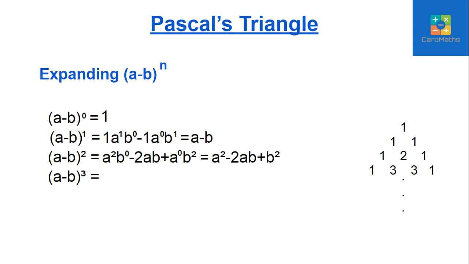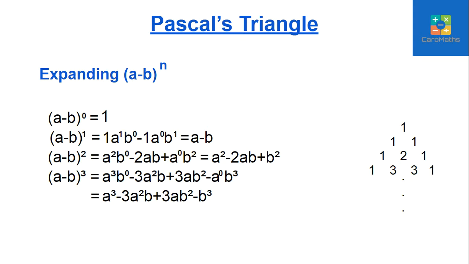And finally, we've got (a - b) cubed, and that's equal to a cubed times b to the power of 0, minus 3a squared b, plus 3ab squared, minus a to the power of 0 times b cubed. So the second term, minus 3a squared b: b is to the power of 1, so it's a negative term as a result. 3ab squared: b squared, the power is even, so the resulting term is positive. And minus a to the power of 0, b cubed, is a negative term because it's to the power of 3, which is an odd number. And that can be simplified to a cubed minus 3a squared b plus 3ab squared minus b cubed.